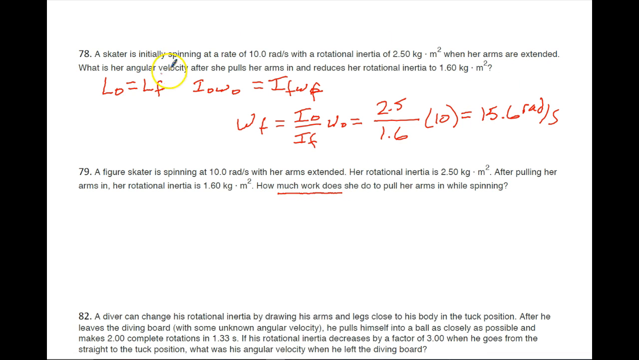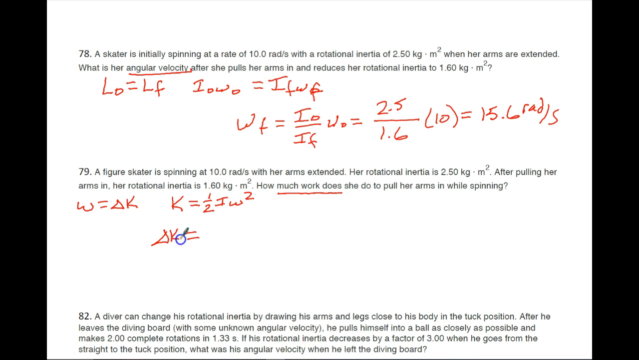The previous one was asking for what is her angular velocity. So big difference between the two. Remember, work is equal to the change in energy, and here it's going to be the change in kinetic energy. And I know that the kinetic energy for something that's rotating is equal to 1/2 times I omega squared. So just like 1/2 m v squared, but I is for rotational inertia, and instead of v squared I have my rotational velocity squared. Let's go ahead and plug everything in.